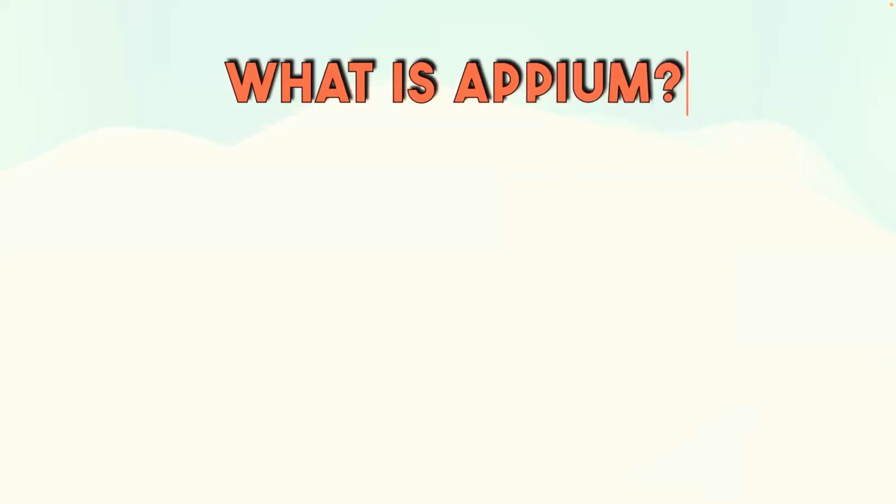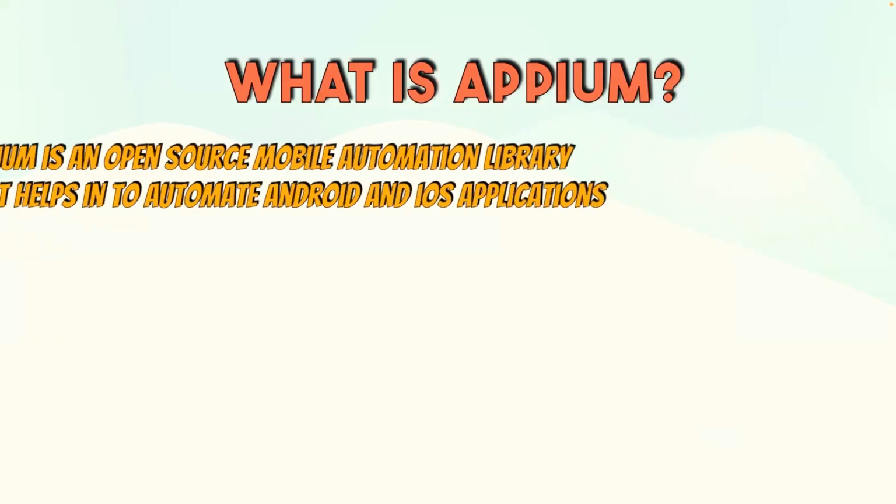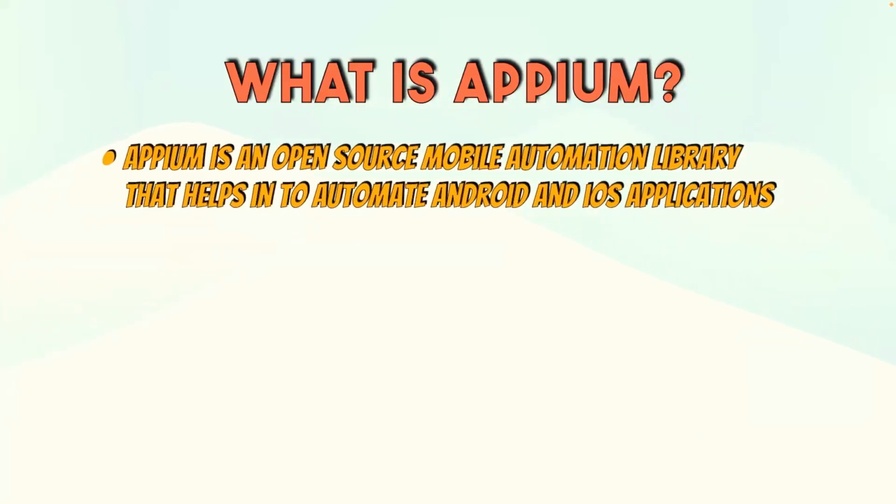So let's understand what is Appium. Appium is an open source mobile automation tool that helps in automating Android and iOS applications. There are different repositories for Appium, which consist of different components, and all these repositories are hosted on GitHub, and I'll be sharing that link in the description box below, so you can explore their different repositories.